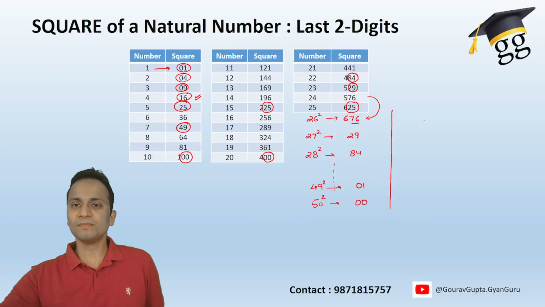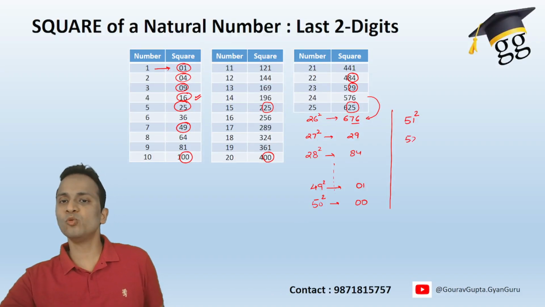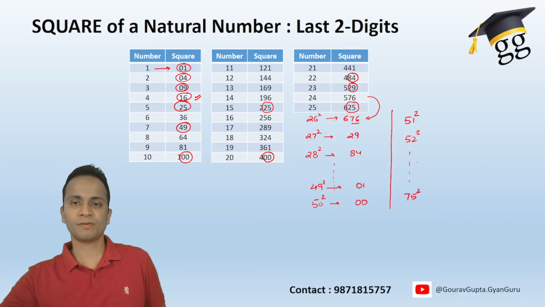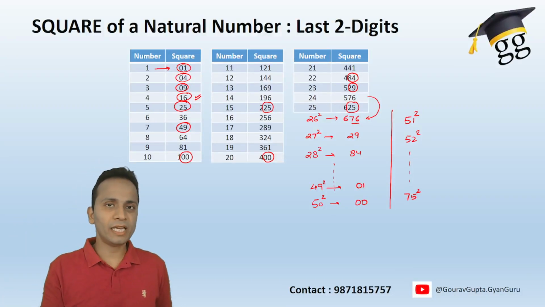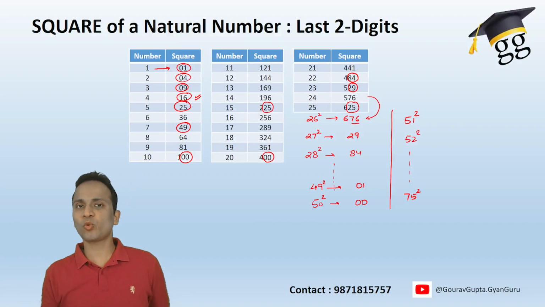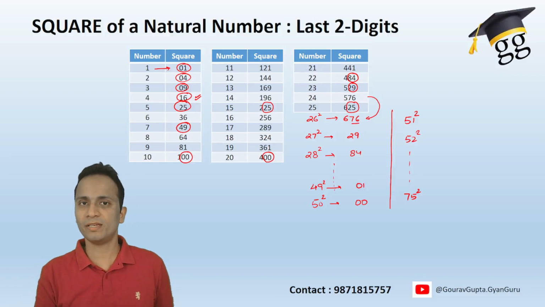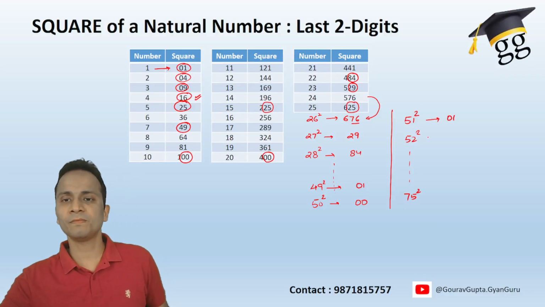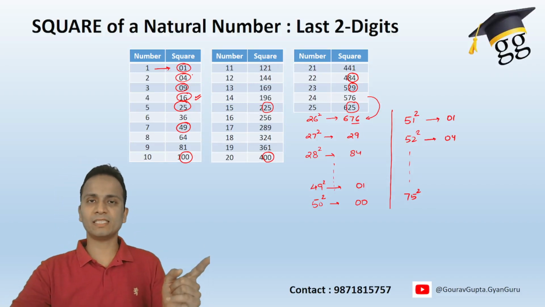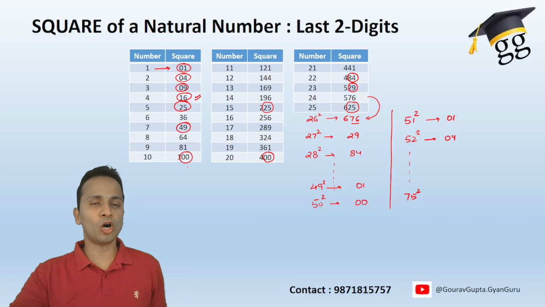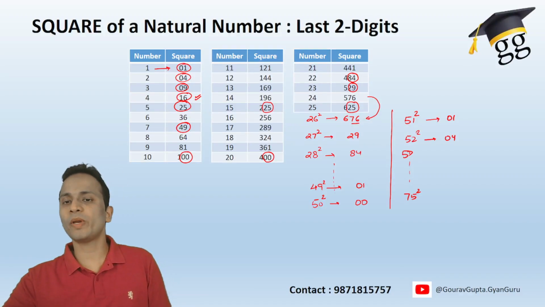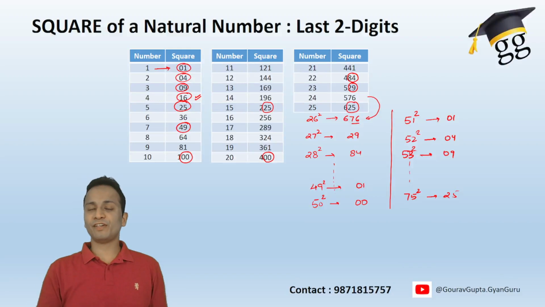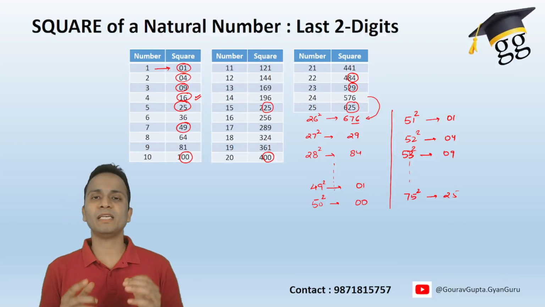Now, after 50, what will happen? From 51 onwards, 51 square, 52 square, and so on up till 75 square, the last two digits will repeat in the normal sequence. So 51 square will have the same last two digits as the square of 1, that is 01. 52 square will be 04. Look at the beginning: these last two digits will repeat in the same order as for the numbers starting from 1. So 53 square will end with 09, and so on. 75 square will end with 25. Now after 75, they will repeat in the reverse order, and it keeps on happening up till infinity.